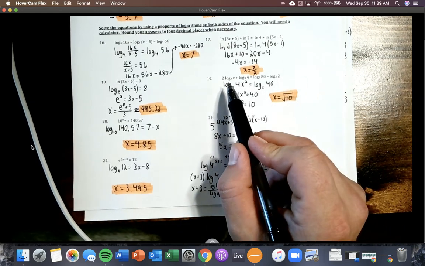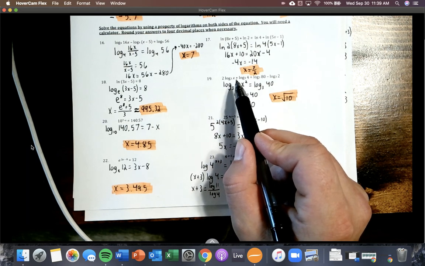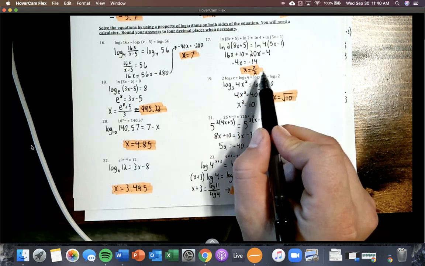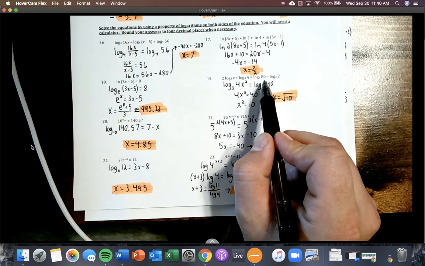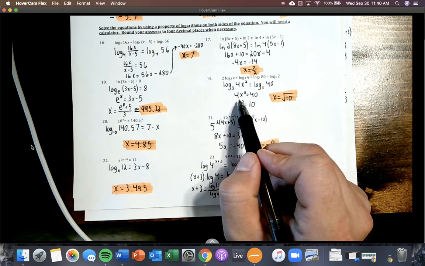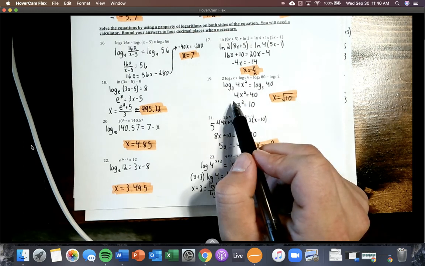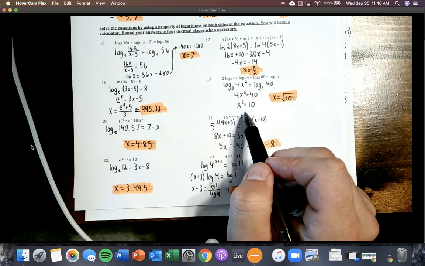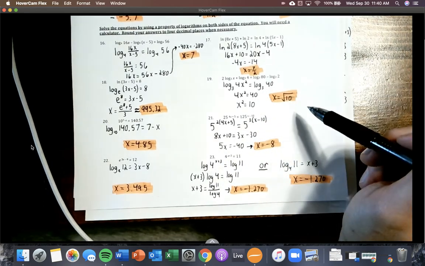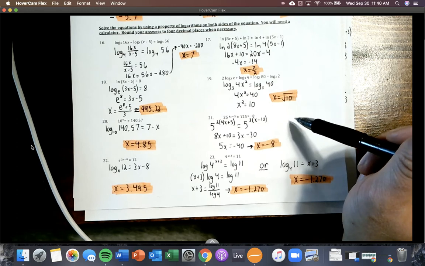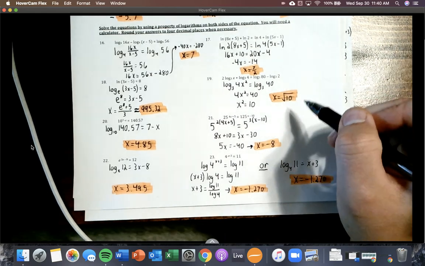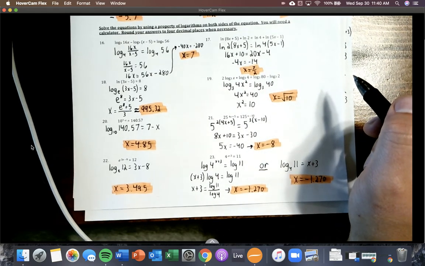So we can condense this. Remember, this 2 is going to become an exponent, so this becomes log base 3 of 4 times x squared. And we can condense this, and it becomes log base 3 of 80 divided by 2, which is just 40. We can drop the logs, say 4x squared equals 40. Divide by 4, we get x squared equals 10. And usually when we take the square root, we have to remember that it's plus or minus the square root of 10. But because we have this log base 3 of x, we can't have a negative value inside of a logarithm. So it's just x equals the positive square root of 10.